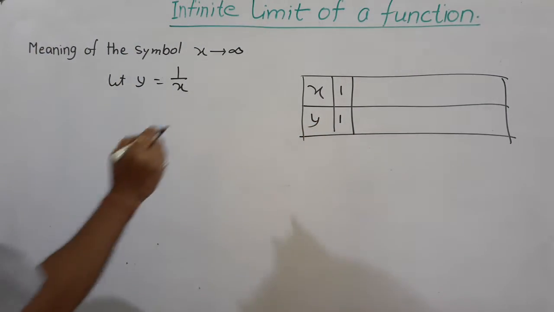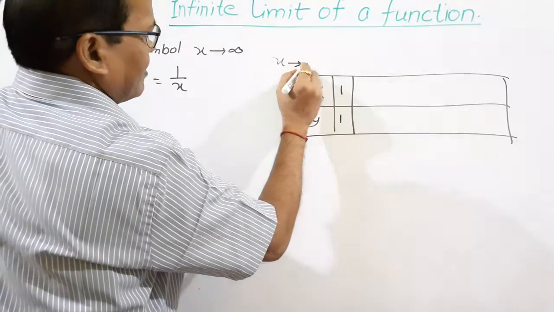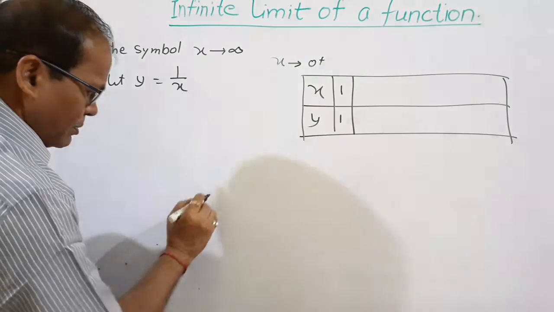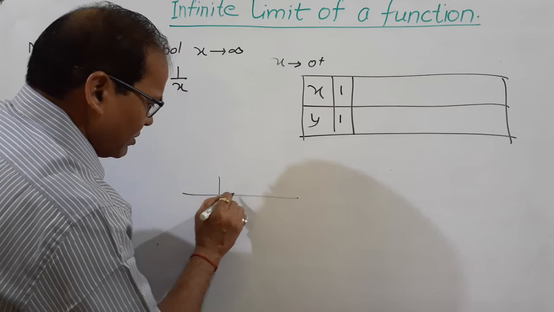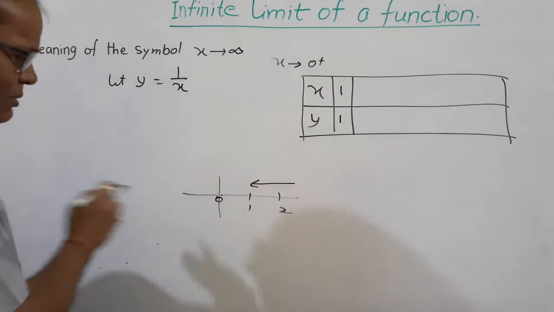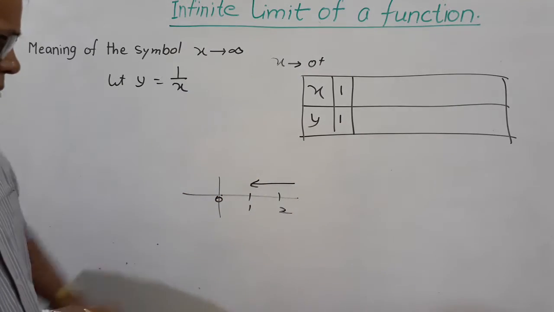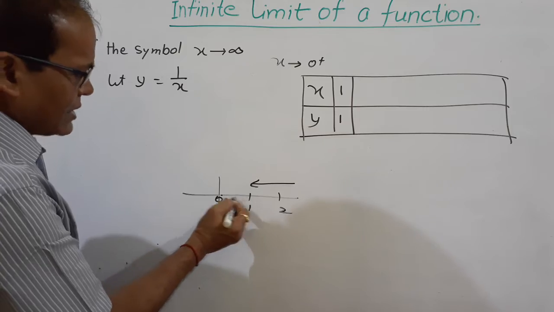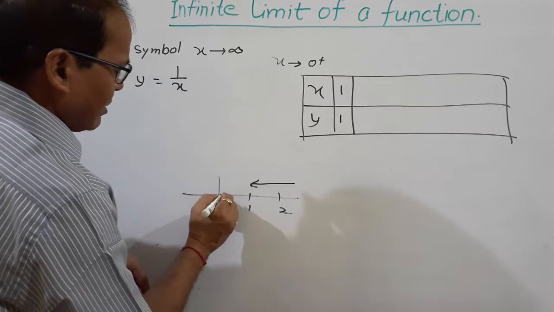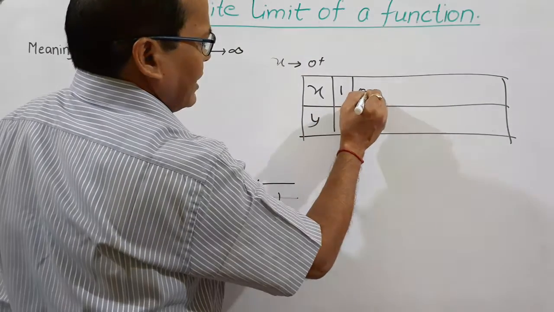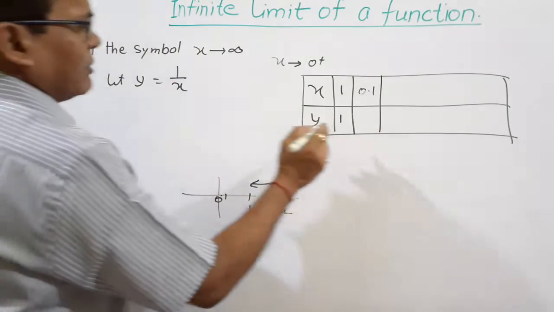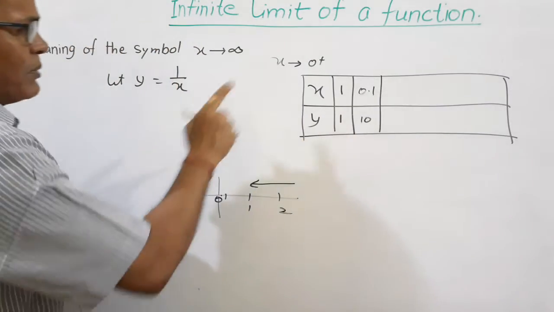But if x is approaching 0 plus, meaning from that side it is approaching 0. Suppose here is a number line, here is 0, here is 1, here is 2. So x is approaching from right to left, approaching 0. It comes very close to 0, say 0.1. Then the y value is 1 by 0.1, which is 10, as x approaches 0.